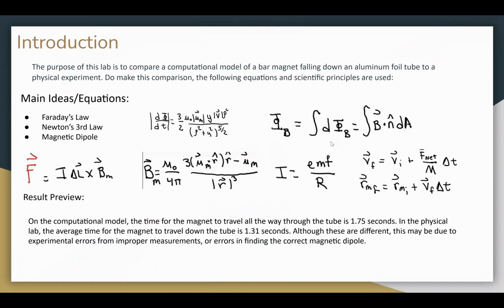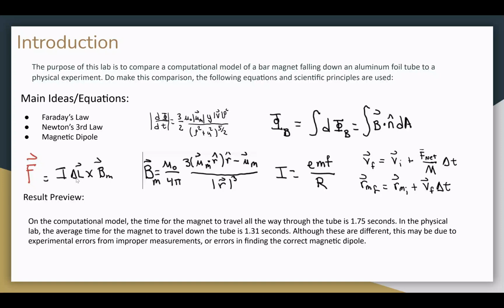So the purpose of this lab is to compare a computational model of a bar magnet falling down an aluminum foil tube to a physical experiment. And to make this comparison, the following equations and scientific principles are used. So we've got Faraday's law, Newton's third law, and magnetic dipoles.